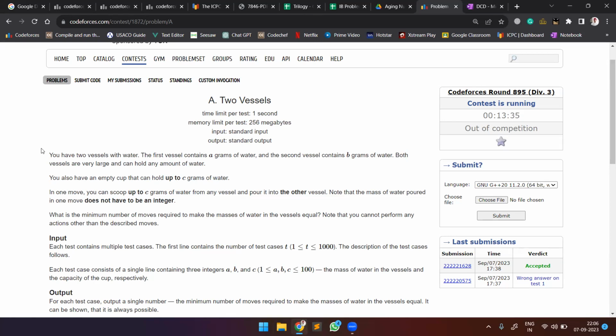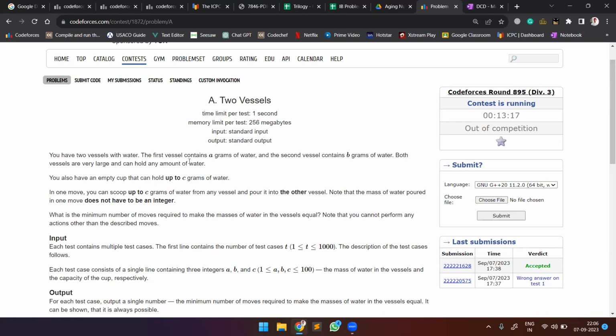One more thing: the amount of water in the vessel can be any number less than or equal to C. It can be a non-integer also. So we want to know the minimum number of moves required to make the masses of the water equal.